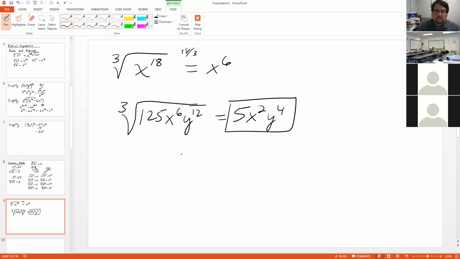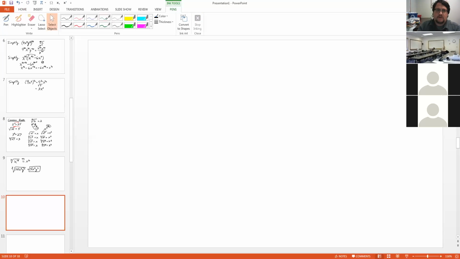Now, this isn't for this section, but it's going to help you for the next section. I'm just going to touch on it here, and then we'll talk about it more in about 20 minutes or so. But let's briefly mention non-perfect roots.